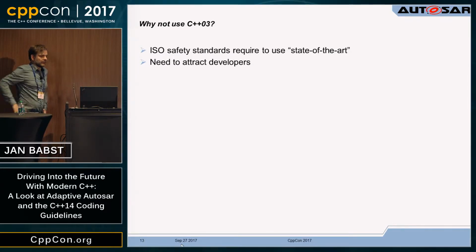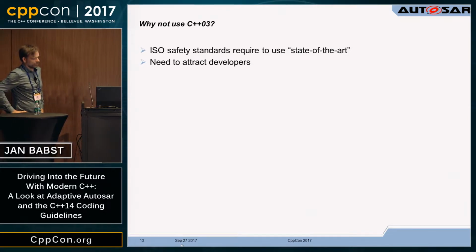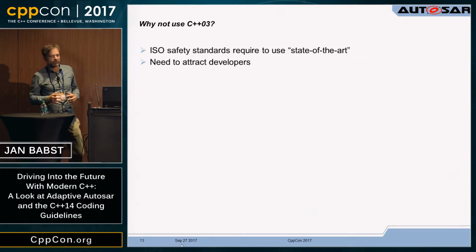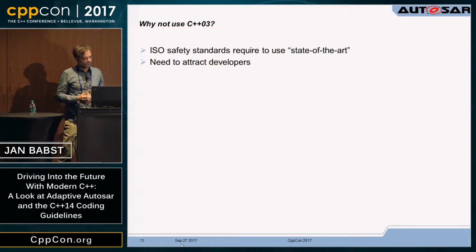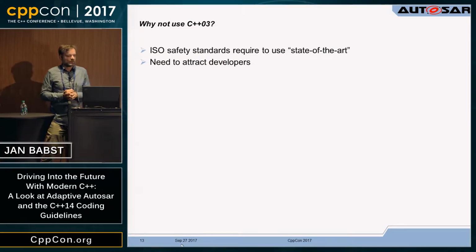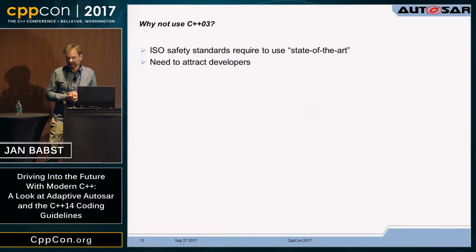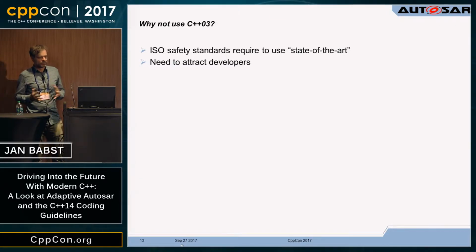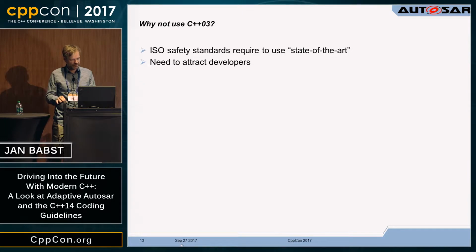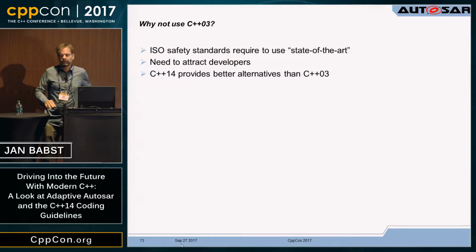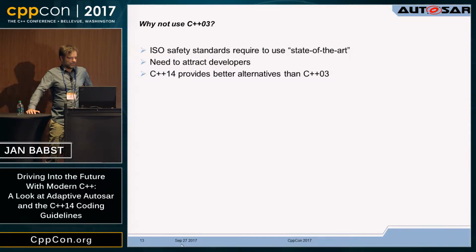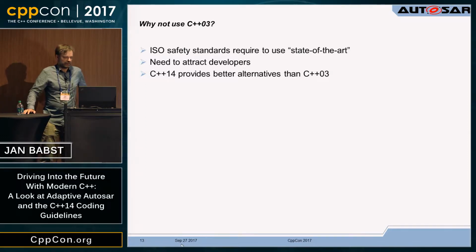Actually, there are also a lot of standards which drive the software development within automotive. For example, safety standards, and they all require you to use state-of-the-art technology and tools. Also, we have to attract developers, which is an important factor. And of course, we can. It's clear that C++14 provides much better alternatives than C++03 for many of the things.